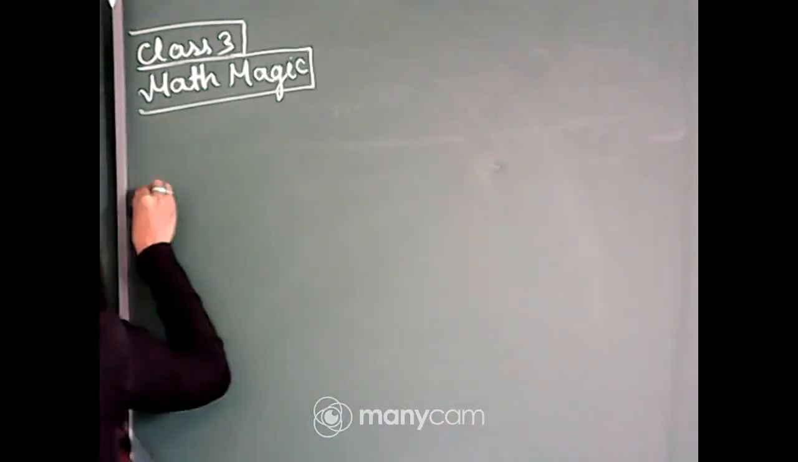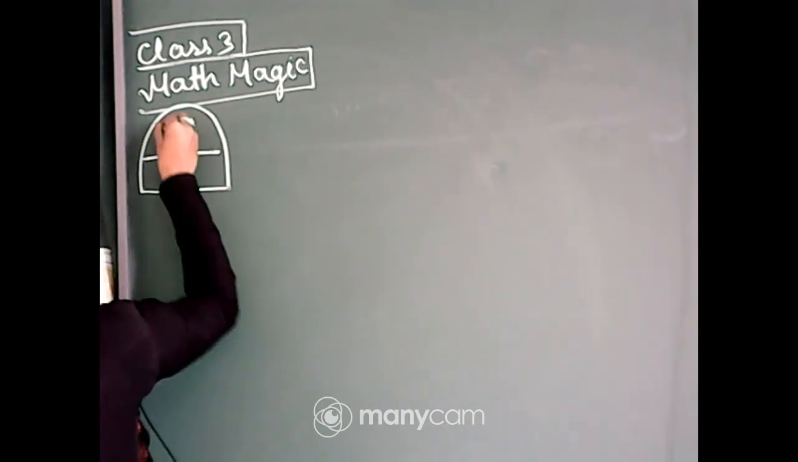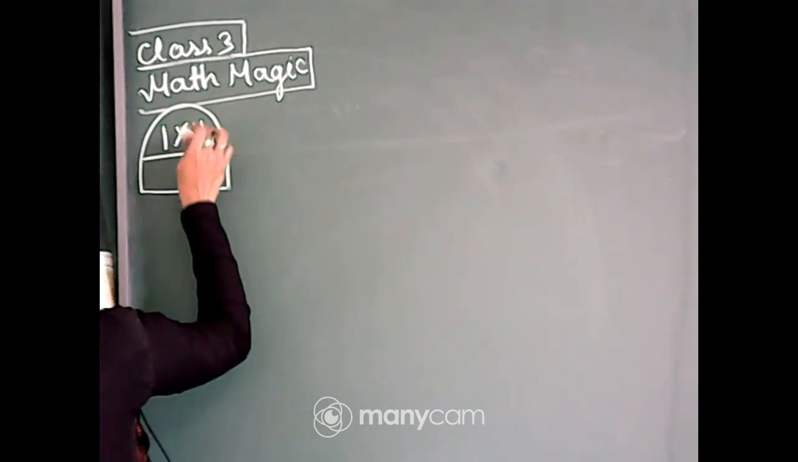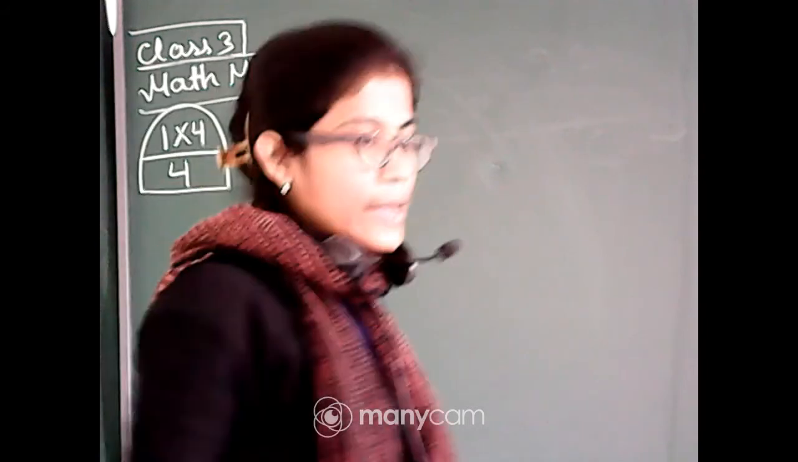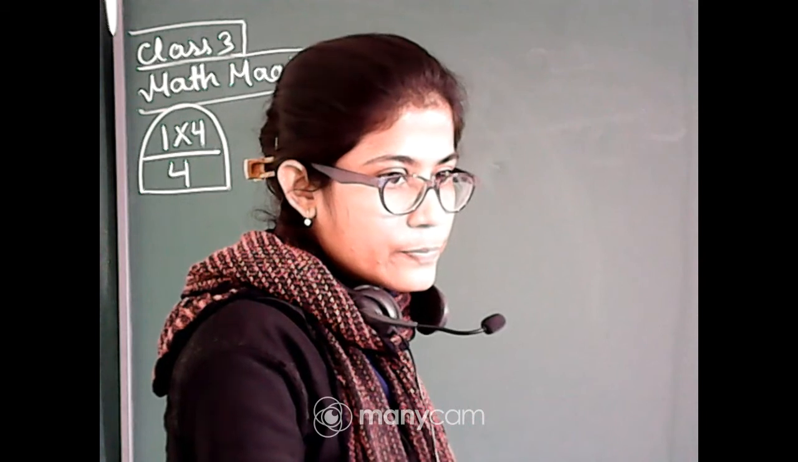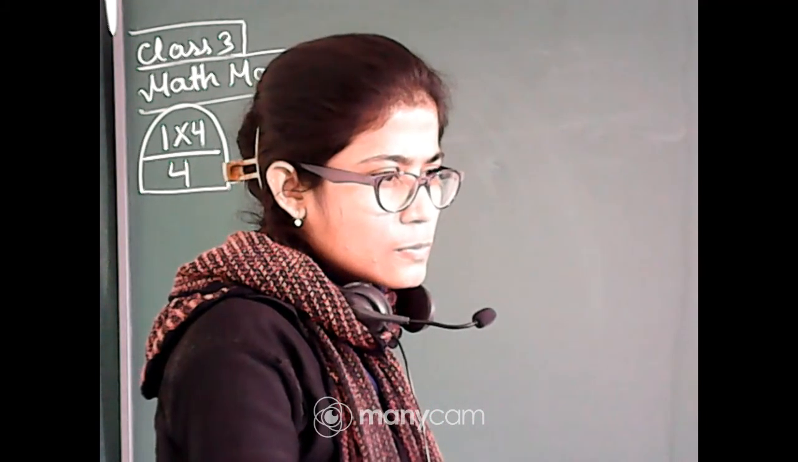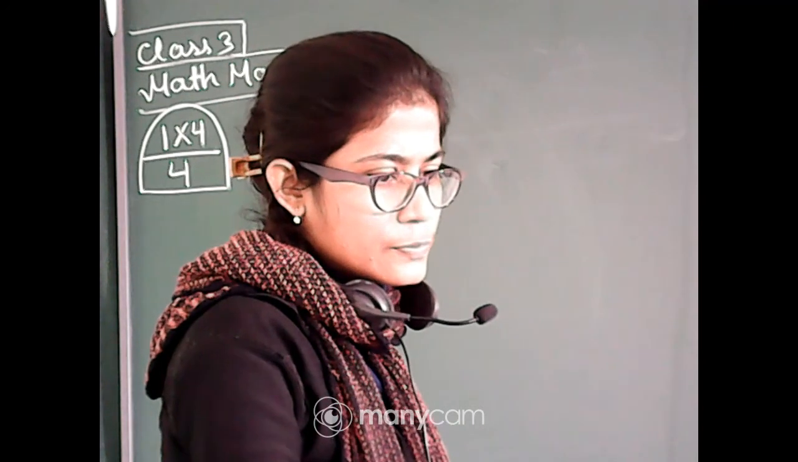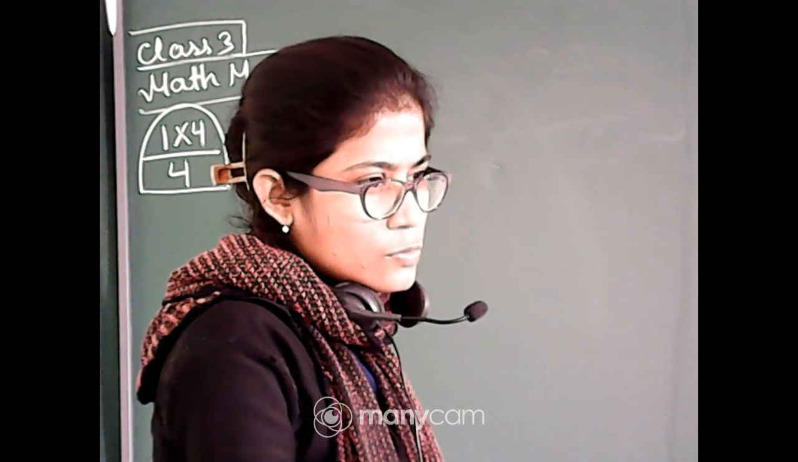So see the first one. It has been given like this. 1 into 4. So 1 four is how much? 4. In this way you have to do the classwork. So do it fast.